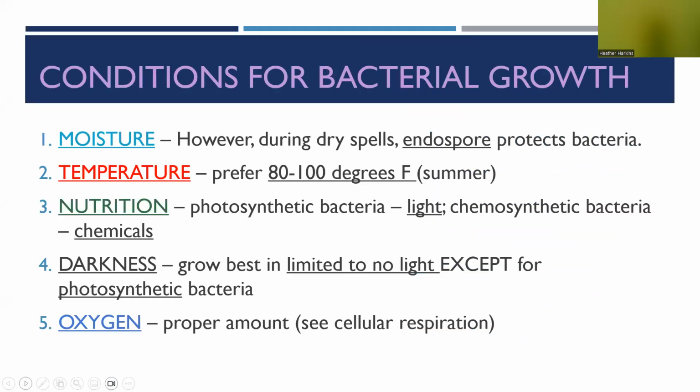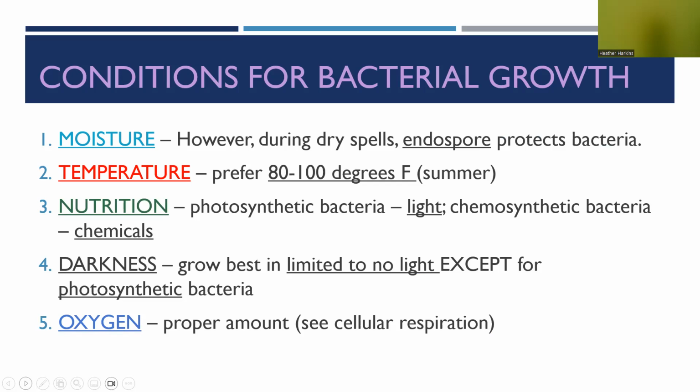Okay, so perfect conditions for bacterial growth. First of all, they need moisture. However, during dry spells, an endospore will come around and cover and protect the bacteria for a certain amount of time if there's not any moisture, so it doesn't automatically shrivel up and die. The preferred temperature for bacterial growth is 80 to 100 degrees Fahrenheit. So in essence, for us in our seasons, that would be summer. That doesn't mean they can't grow in other places, but like if it's inside and it's that warm, or in a particular location, like in your car or whatever, if the sun is beating through.